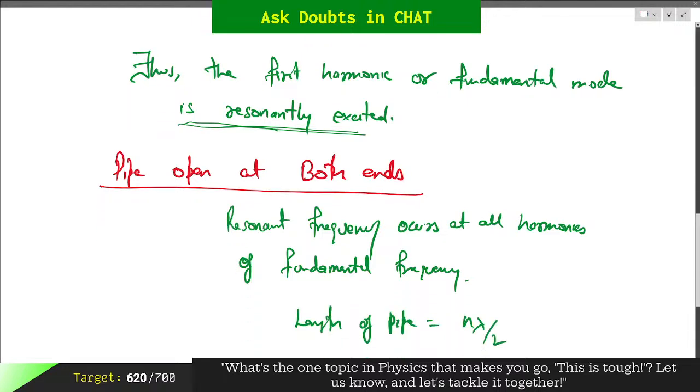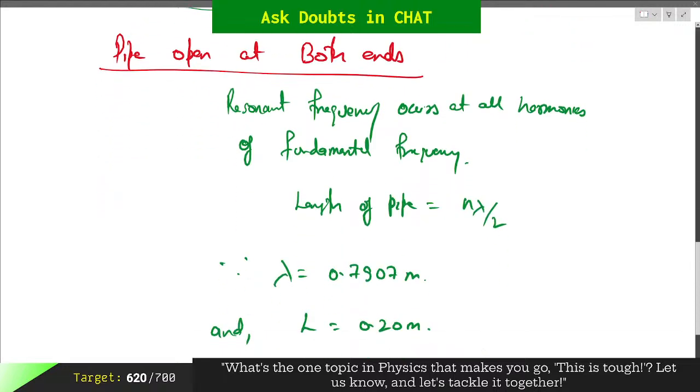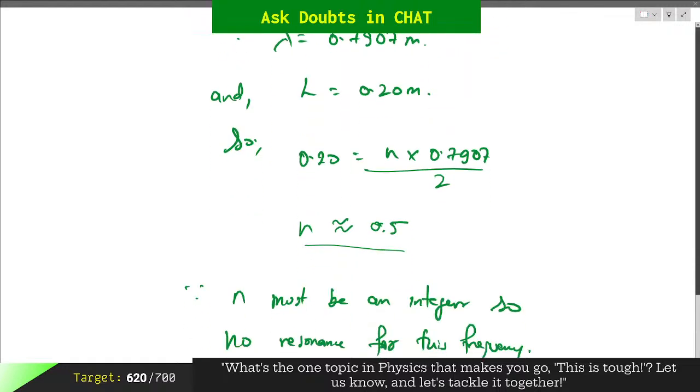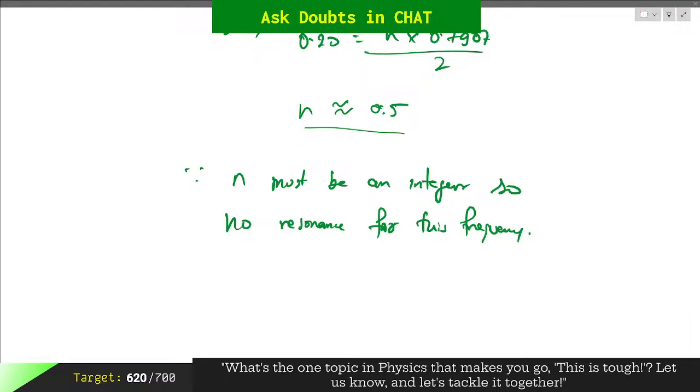So we know that the first harmonic or the fundamental mode is resonantly excited here. Now for the pipe open at both ends, resonant frequency occurs at all the harmonics of the fundamental frequency, where the length of the pipe is given as n lambda by 2. Here lambda we know from the previous calculation is 0.7907 and length is 0.20 meter. So we get the mode of vibration n equals 0.5. Now n must be an integer, so no resonance will occur for this frequency.